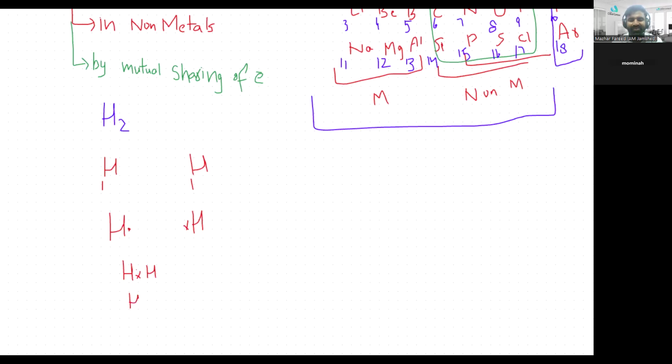So this bond represents mutual sharing of electrons. This is called a covalent bond. You are seeing there are two electrons needed to make one bond. One electron comes from this hydrogen and one electron comes from this hydrogen. So these two electrons participate to make one bond. So in hydrogen, a single covalent bond is present.